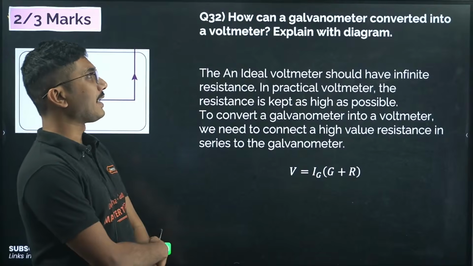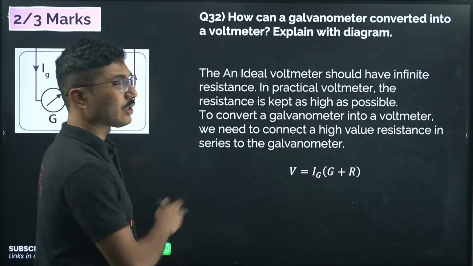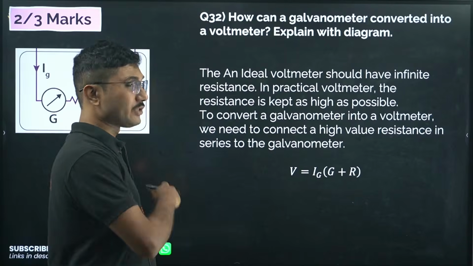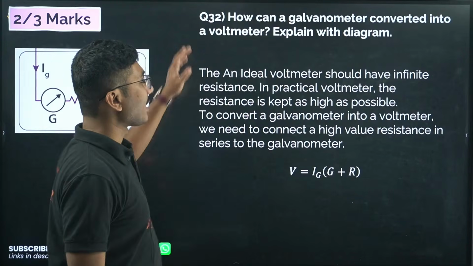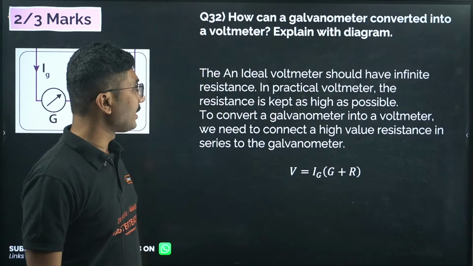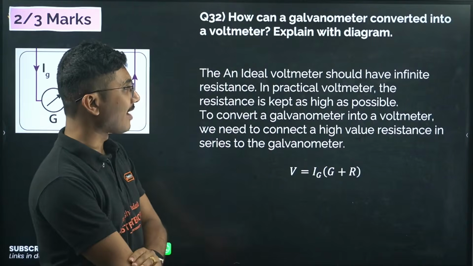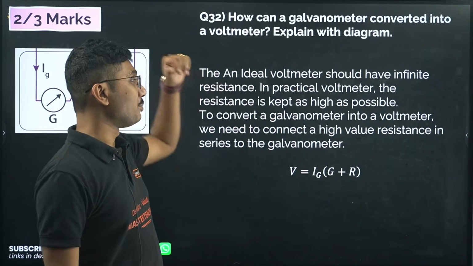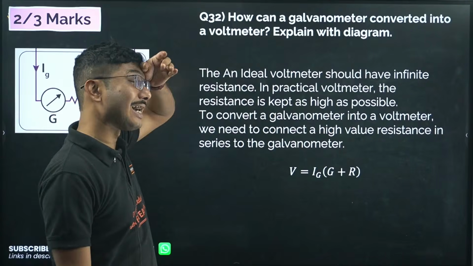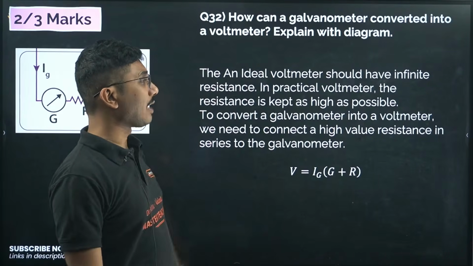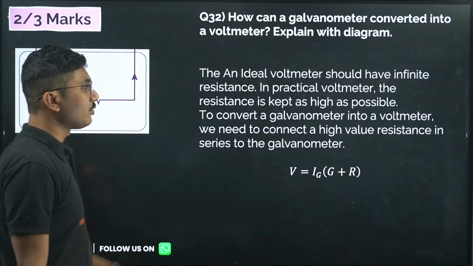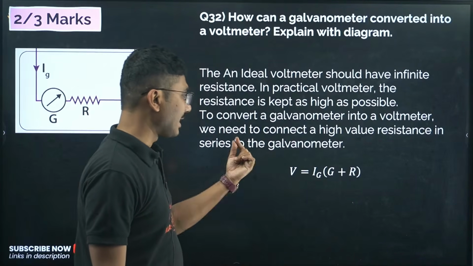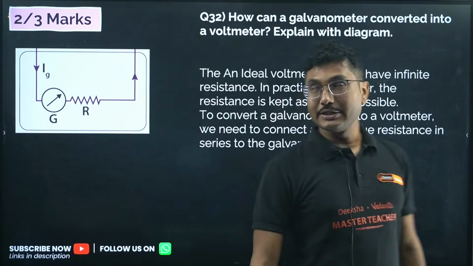Next, how can a galvanometer be converted into a voltmeter? This conversion is going to come, almost every year it came. An ideal voltmeter should have infinite resistance, in practical voltmeters the resistance is kept as high as possible. To convert a galvanometer into a voltmeter, we need to connect a high value resistance in series to the galvanometer, that is V equals Ig into (G plus R).